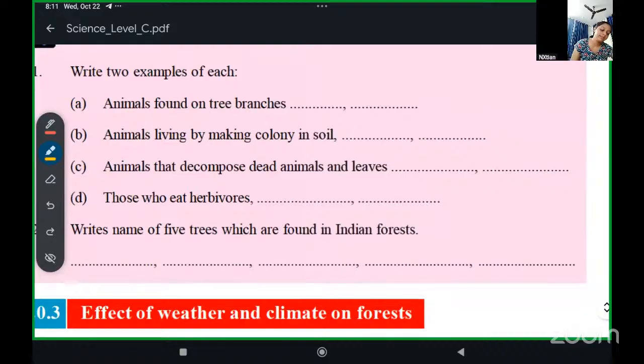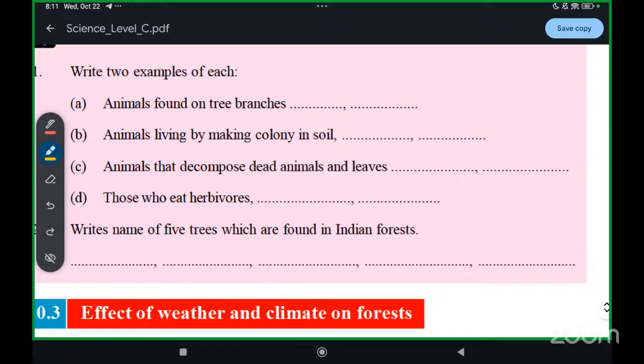Can you write two examples of animals found on tree branches? Monkey, squirrel. Animals living by making colonies in soil? Ants and snakes.